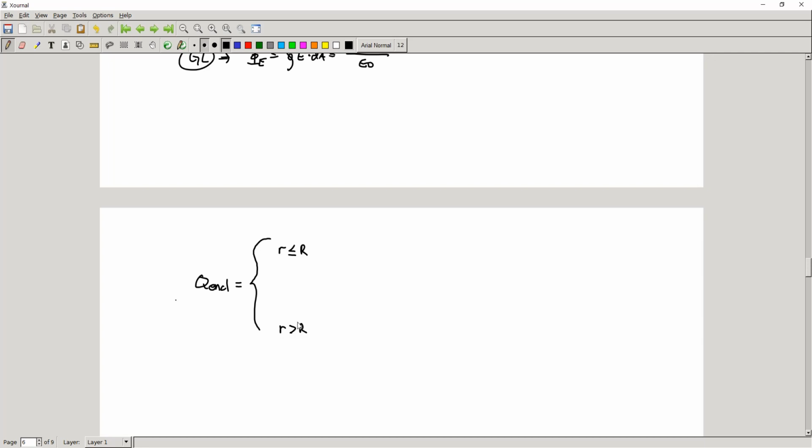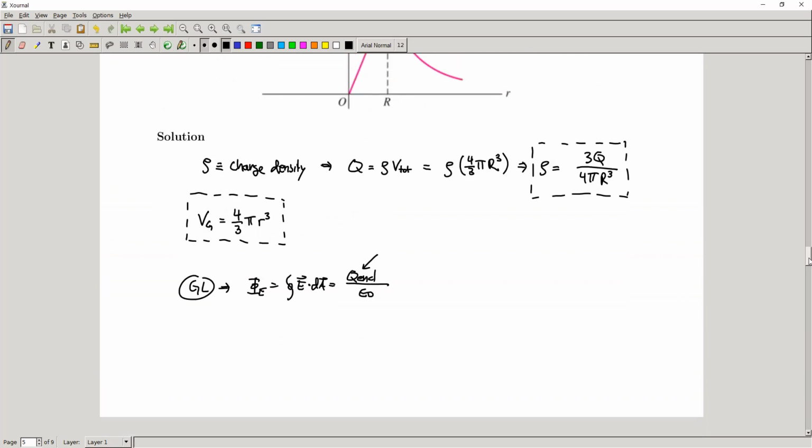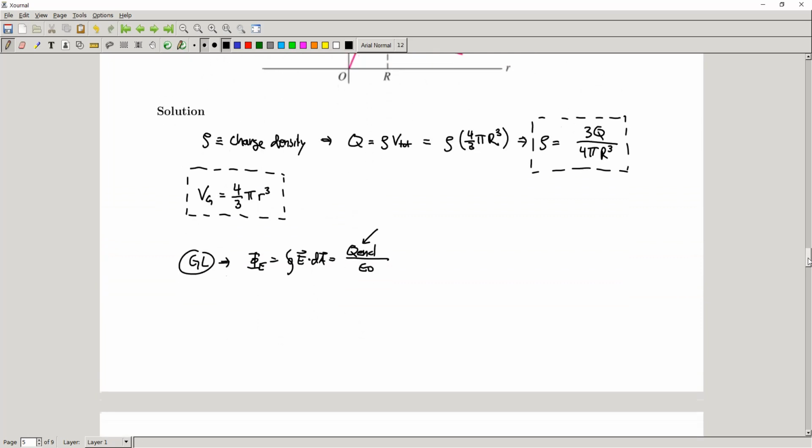So let's start off with when small r is less than or equal to R. We're going to end up with rho, our charge density, times the volume of our Gaussian surface, right? And if we just write in the expressions for that, we have them both up here. We have our density and we have our Vg here.